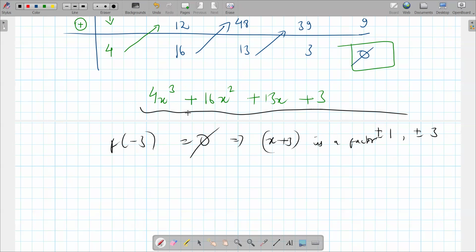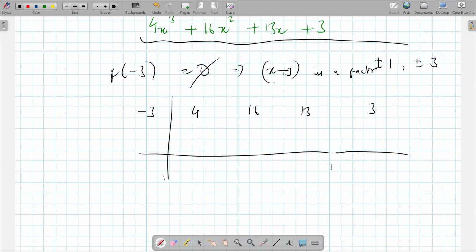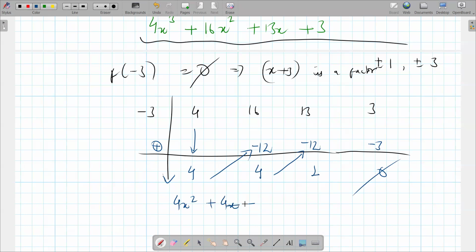Now what we're going to do is divide this cubic function. We're going to do synthetic division on this cubic function. And again, synthetic division, we've done it many, many times. Not that difficult. The first number always comes here as it is. And then the next number, we multiply it with the divisor. 4 times negative 3 goes here. So that's negative 12. And then we add them. Negative 12, 1, negative 3, 0. So therefore our quotient is 4x squared plus 4x plus 1.